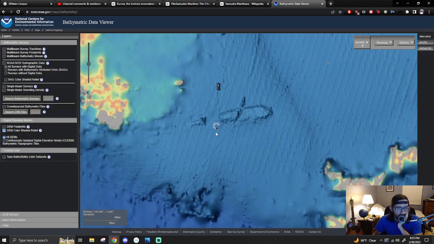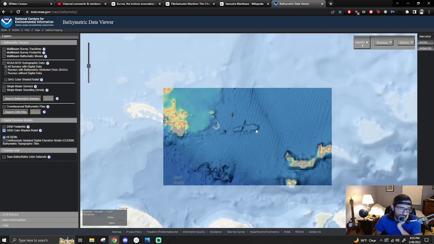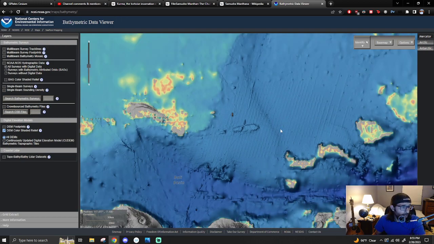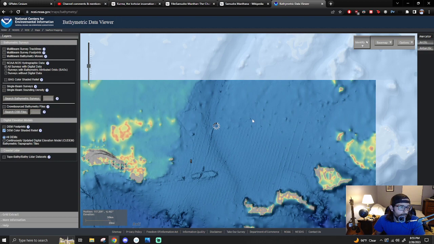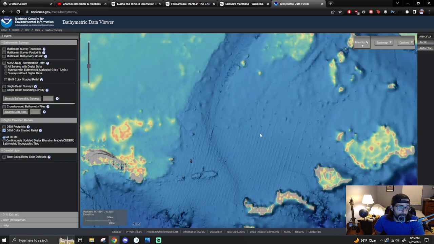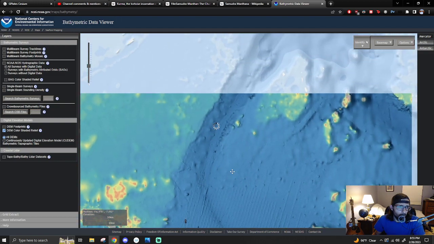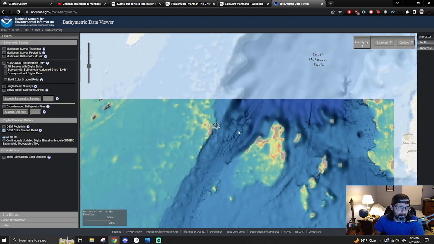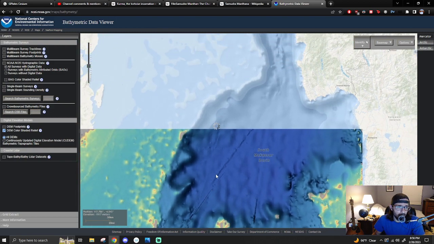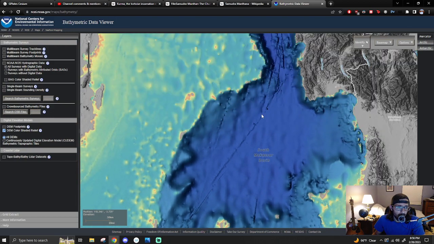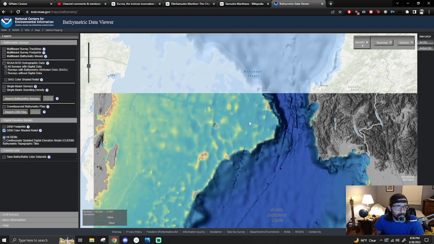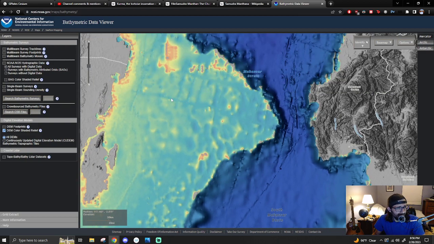Really grid-like. I could see someone just saying that's the data, but also I don't want to just conclude that. I don't know what that would be though. That's way orderly. But then it has this stretch that goes over here, goes through here, and then suddenly we start seeing.